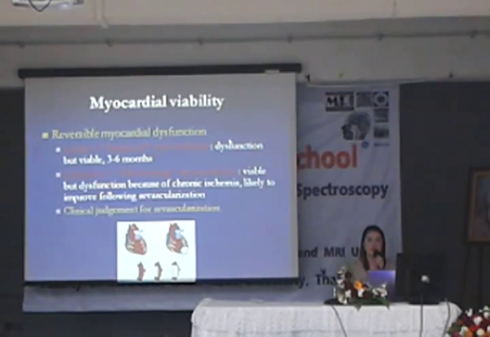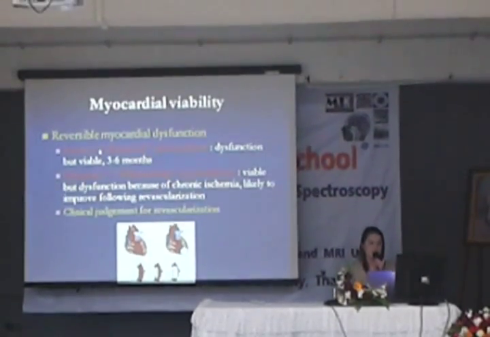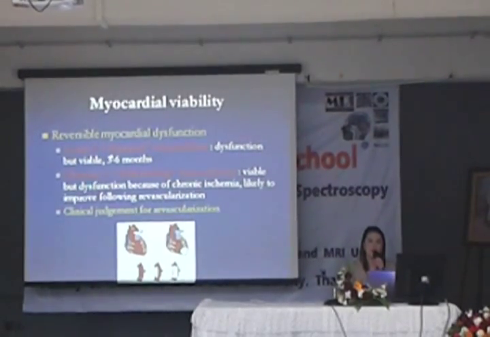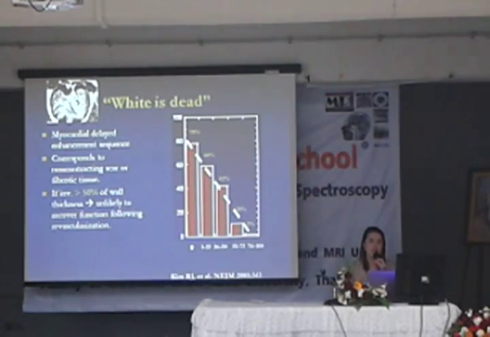For myocardial viability, we use cardiac MRI for clinical judgment regarding revascularization. In this patient group, we expect that the patient will have coronary stenosis, and this can be divided into 2 phases. The acute phase is called stunned myocardium and the chronic phase is called hibernating myocardium. The myocardium is still viable or alive, but dysfunctional. So this patient group will benefit from revascularization.